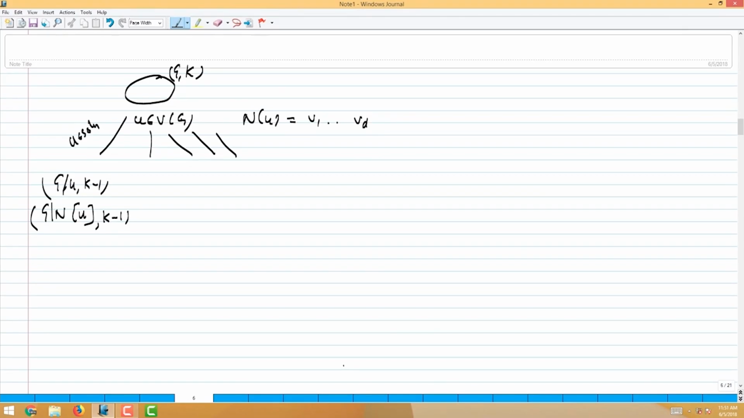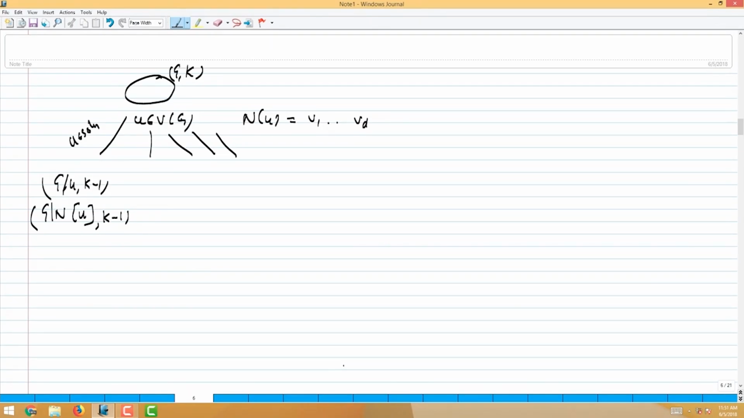See, when I say u belongs to the solution, for vertex cover, if something belonged to the solution, we deleted it. Why was it correct there? Yeah, because all the edges incident on it were covered, and if G had a vertex cover of size k, then G minus u will have a vertex cover of size k minus 1.